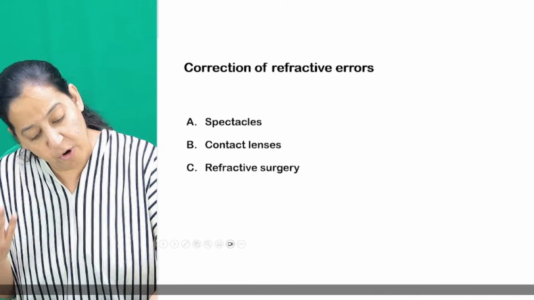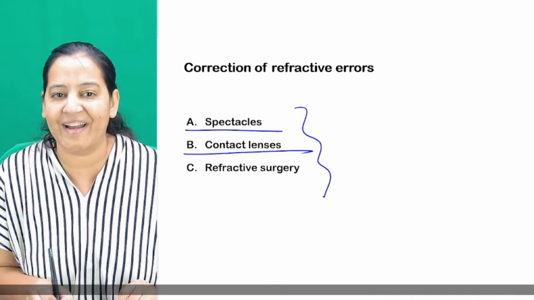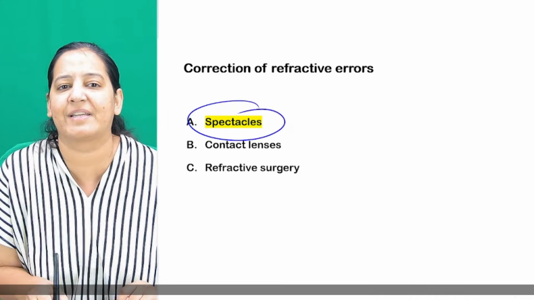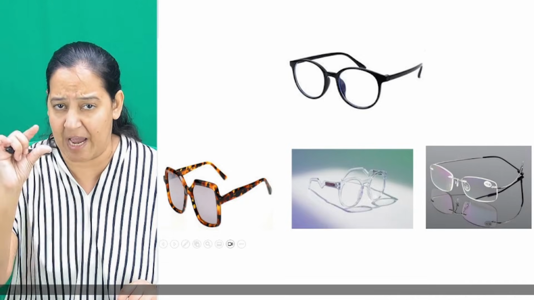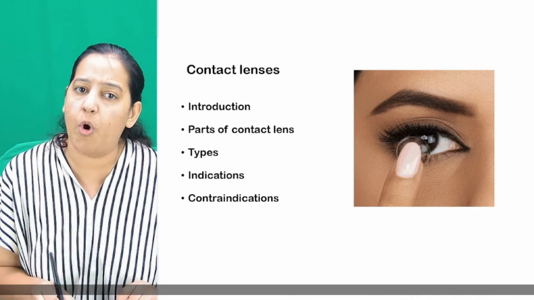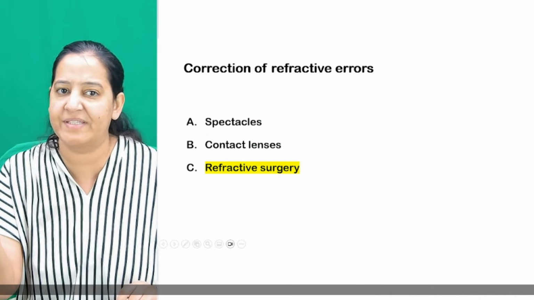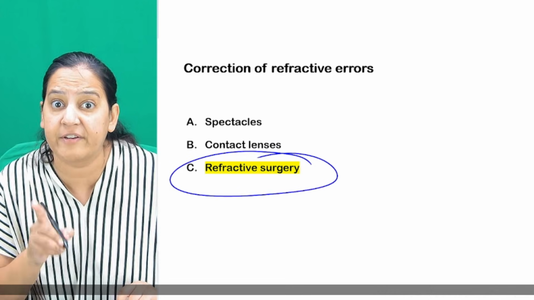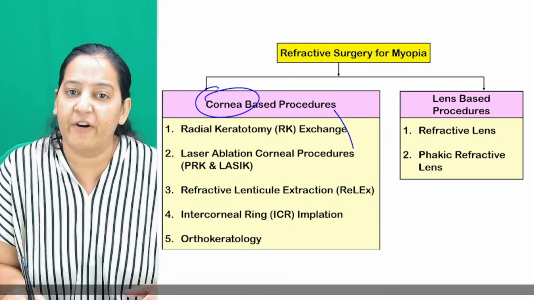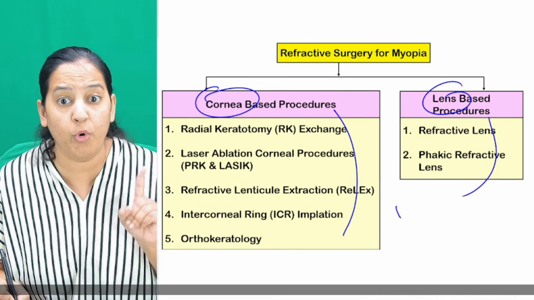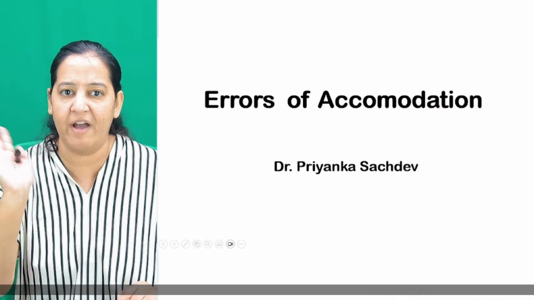I have already taught you its correction. We have seen its treatment also. The 3 forms of treatment: spectacles, contact lens, and surgeries. I taught you spectacles, if you remember, the various types, their size, the type of lenses, the glass type. I already taught you contact lens, the various types and the structure. I'm not going into detail. I already taught you refractive surgeries. I taught you the 7 types of surgeries, 5 of them cornea based and 2 of them lens based. I have shown you videos also of each and every surgery. So this topic was done.